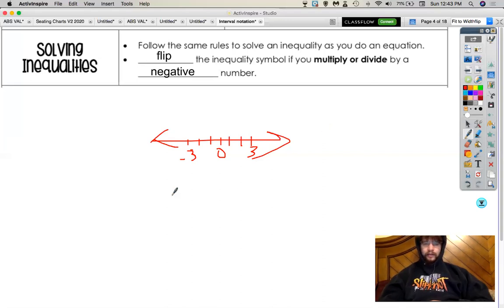Also, if you think about it, if we have -x is greater than 3, and to get this by itself, I'd have to divide by a -1 or multiply by a -1, either way. I'd have x is, if I didn't flip the inequality sign, greater than -3. Well, is -x greater than -3, or is x greater than -3? They can't both be greater than -3, right? So instead, we flip this symbol.